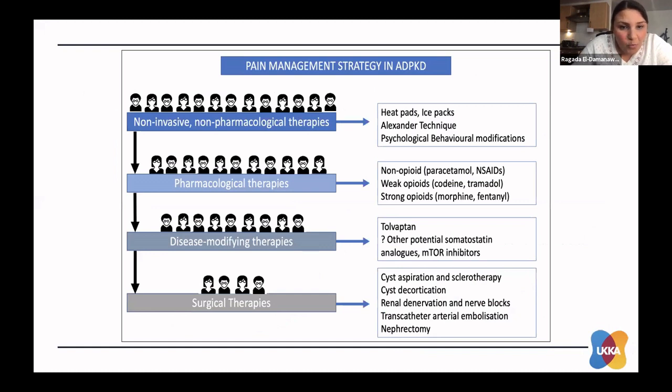So how do we manage it at the moment? Well, often patients go through a stepwise progression. We start with the non-invasive, non-pharmacological therapies, then they progress to more systemic therapies, often working their way through the WHO analgesic ladder. Then, more recently, there's been more of a focus on disease-modifying therapies, and there was a paper looking at the impact of Tolvaptan in terms of reducing acute kidney pain events. There may also be a role for things like octreotide. And then finally, for intractable pain, the more invasive surgical options are almost thought of as a last resort, really.